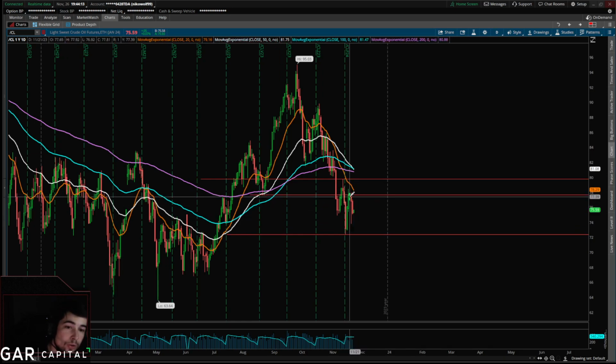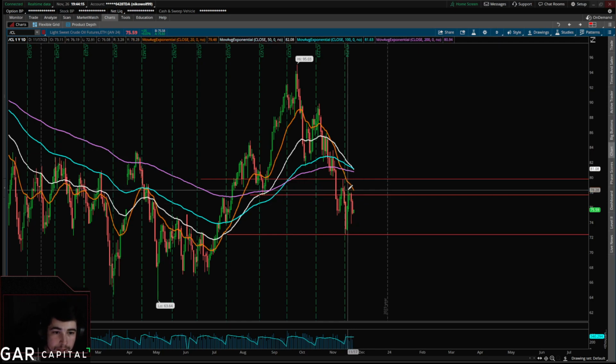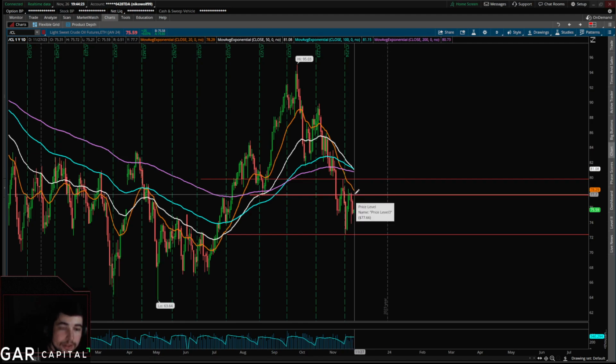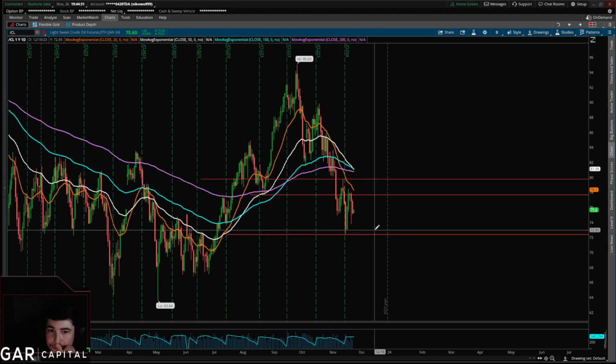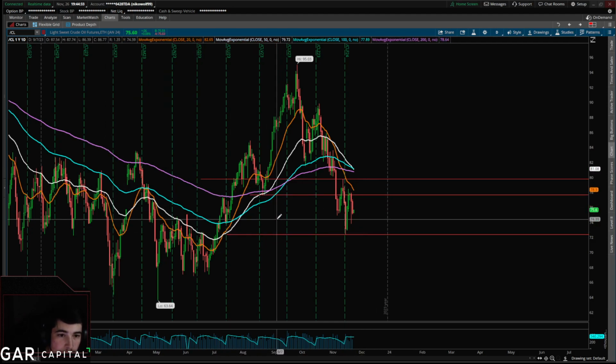We attempted to close above it in 3 candles, could not do it here, here, or here. Well, we did it here, but it was a false breakout because we ended up closing below 77.66, and now we are just floating in between 77.66 and 72.37. Okay, so that's what we have up on the daily.